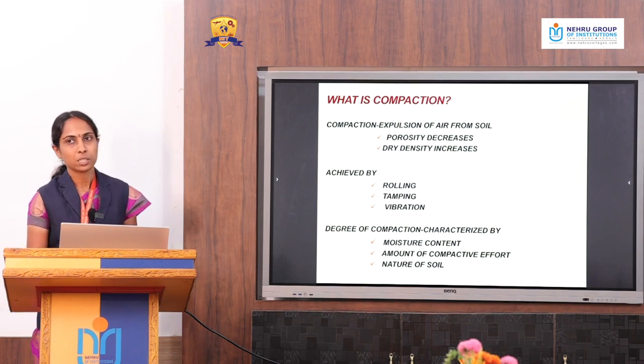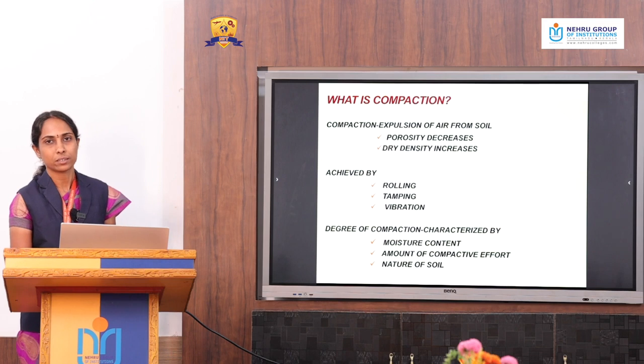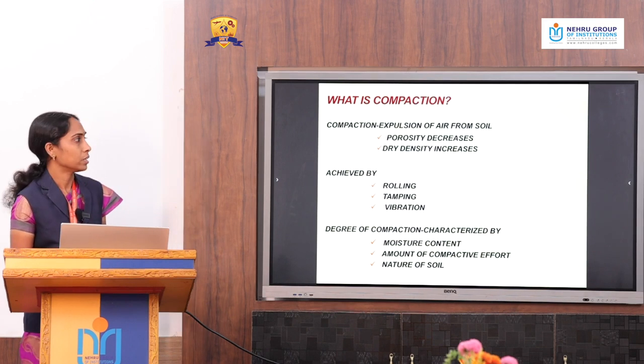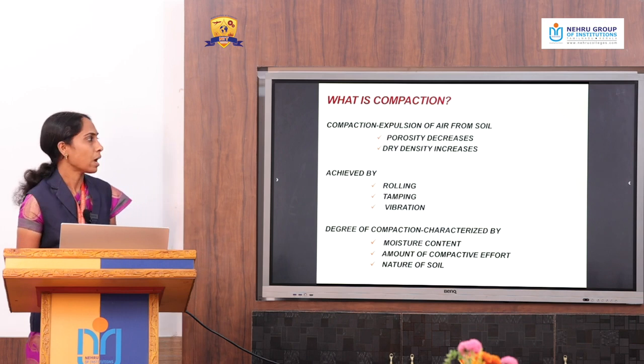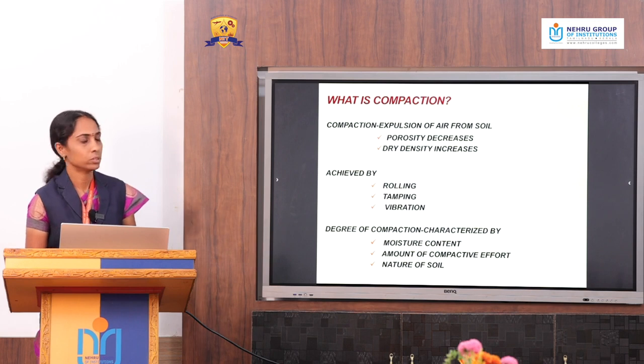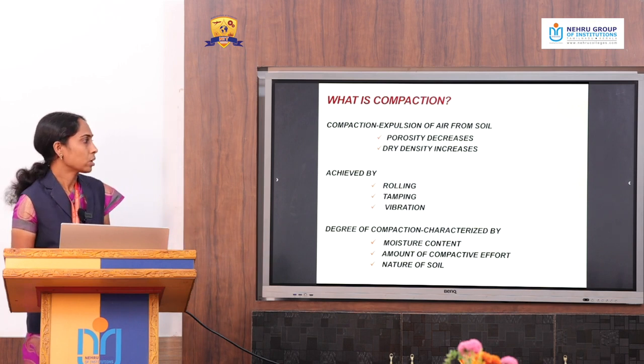This compaction is mainly needed for improving the soil characteristics. The main principle behind compaction is that it reduces the porosity of the soil and increases the dry density of the soil. And how is it achieved? This is achieved by rolling, tamping and vibration methods. So these are the methods. We will discuss these methods in the following slides.